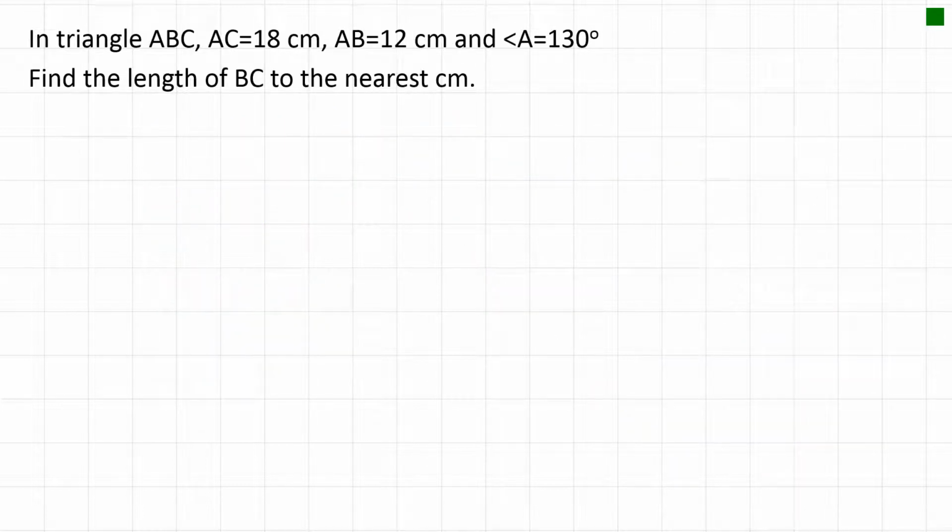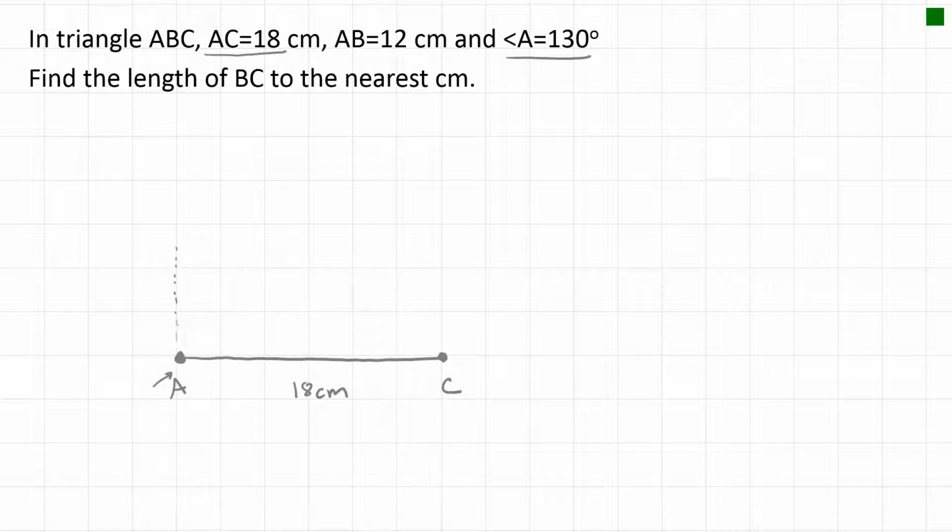So I have to make a diagram for this triangle before I start to solve it. I am told that AC is 18, so I'm going to make that my horizontal line and write that between A and C is 18 centimeters. Then I am told that angle A is 130 degrees and AB is 12 centimeters. I'm going to draw the angle in first. So here's my angle A right there.